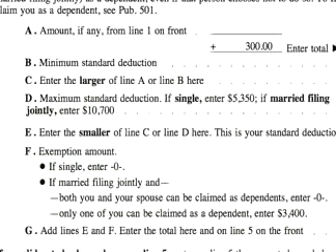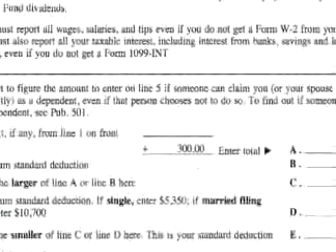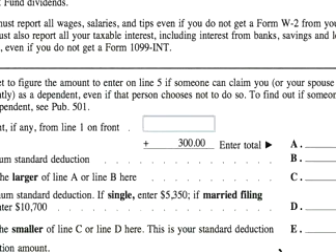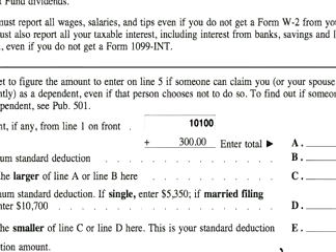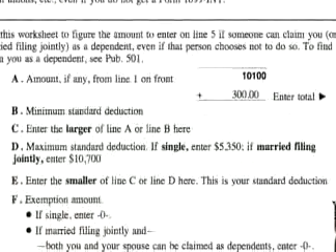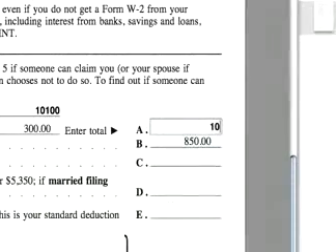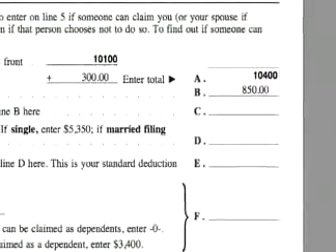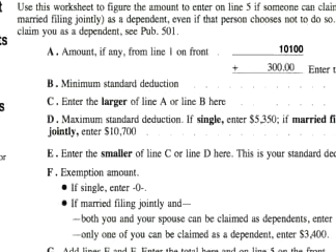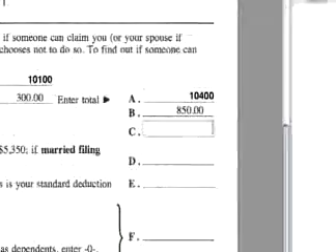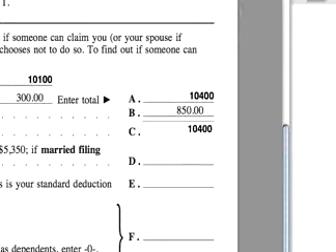The wife can be claimed by her parents as a deduction, but the husband is not claimed. Together they earn $10,100, and so they enter this amount on line A. Then they add $300 to get $10,400, which totals line A. The minimum standard deduction on line B is $850. So line C, they enter the larger of line A or B, which is line A, or $10,400.